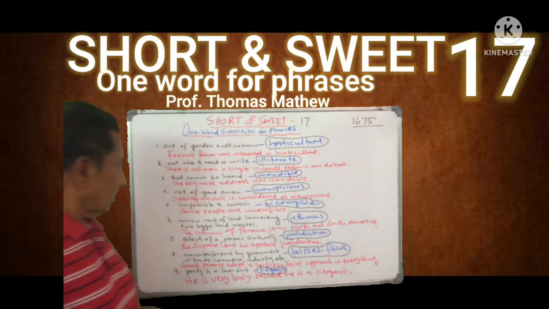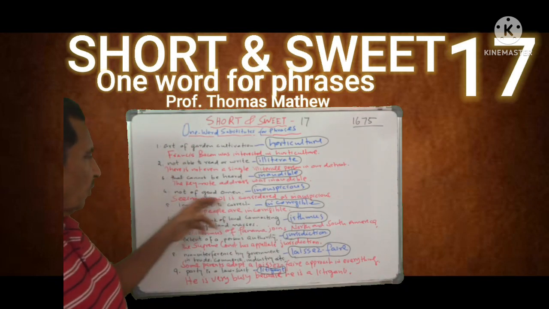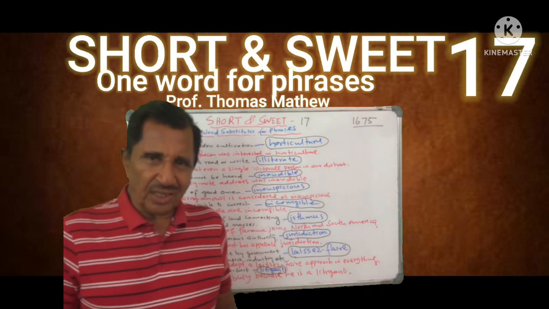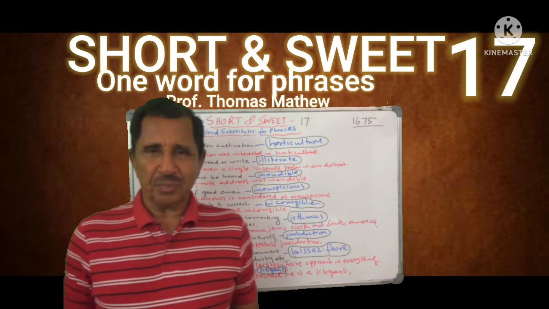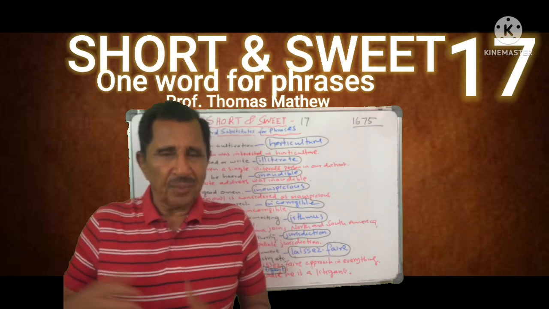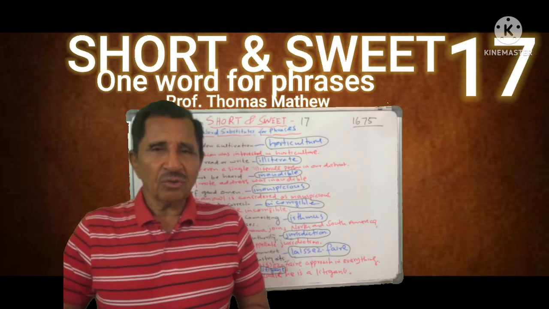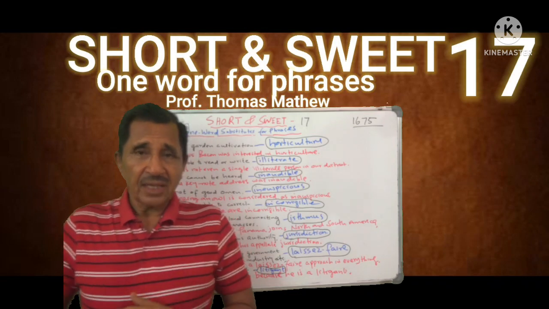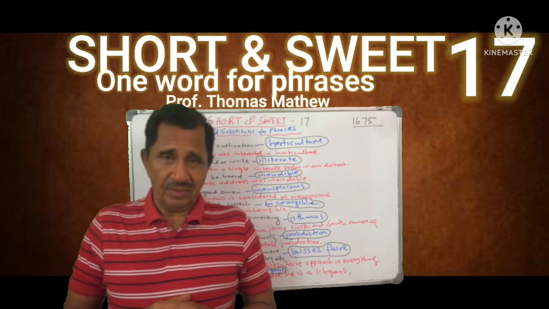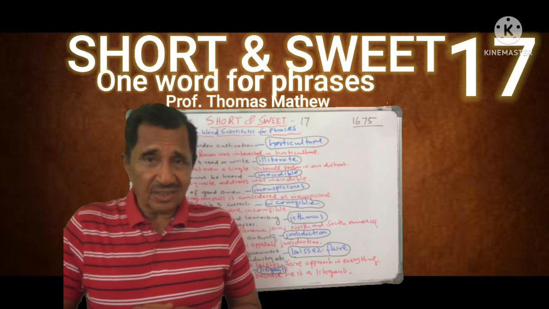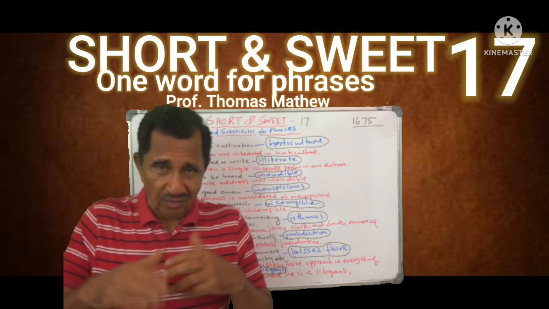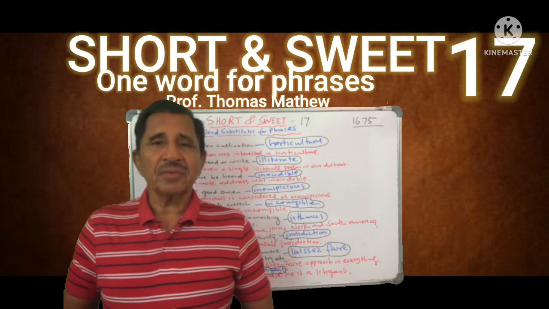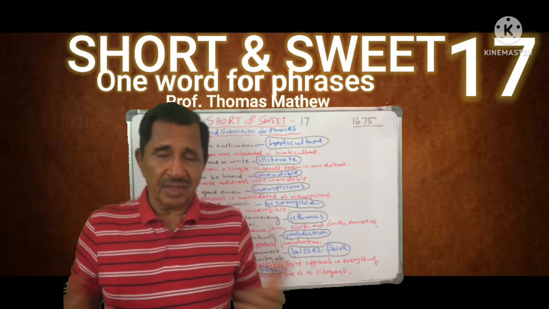And the fourth one is not of good omen. Omen means a good sign. So one word for that is inauspicious. The opposite of that is auspicious. Auspicious time means favorable time. Inauspicious means unfavorable, not according to what we want. So for example, we say something undesirable is inauspicious.